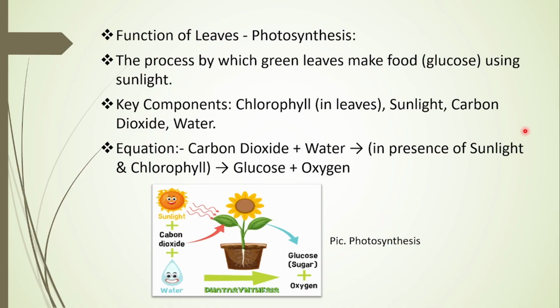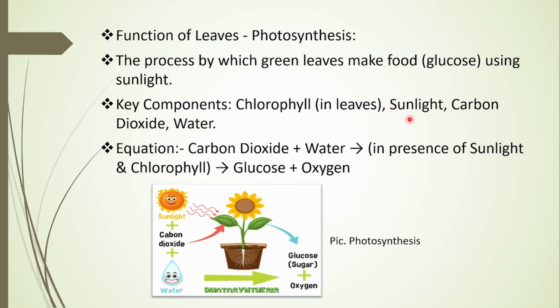Then here is the last point of our day. There is a function of leaves. What is the function of leaves? It provides food with the help of photosynthesis. It is a process by which green leaves make food, food meaning glucose, using sunlight. Key components required for photosynthesis are chlorophyll, which is present in leaves. This green color is due to chlorophyll present in the leaf.